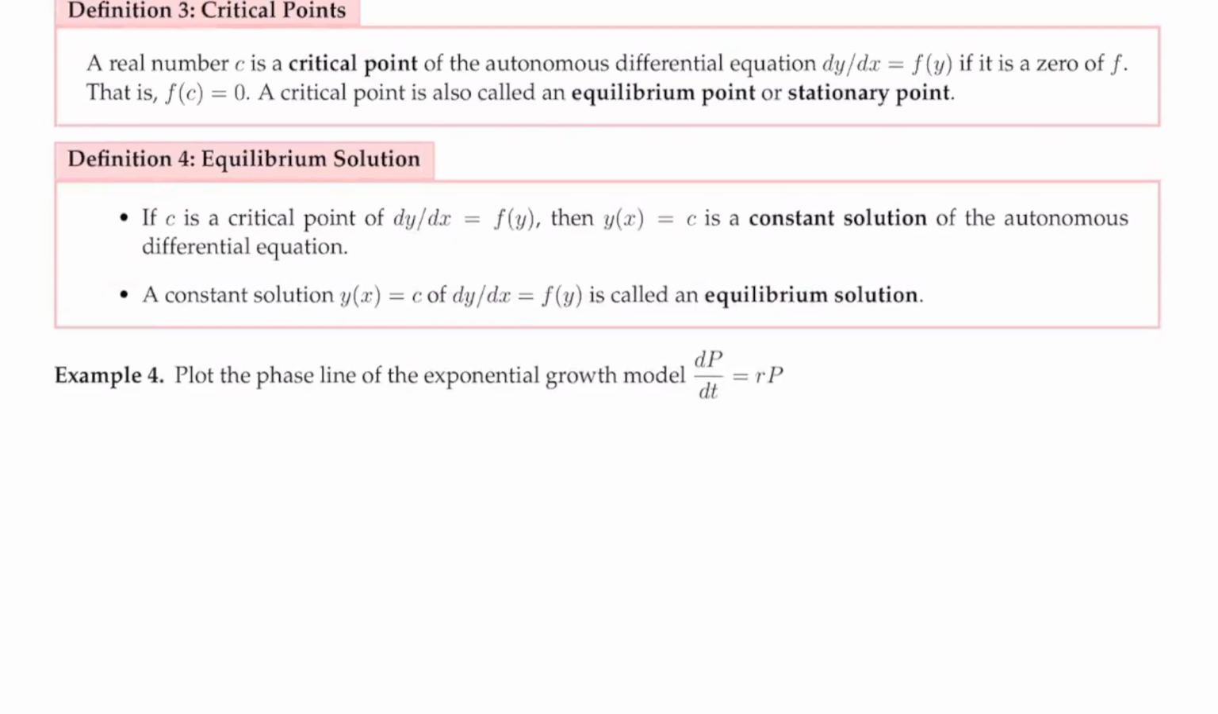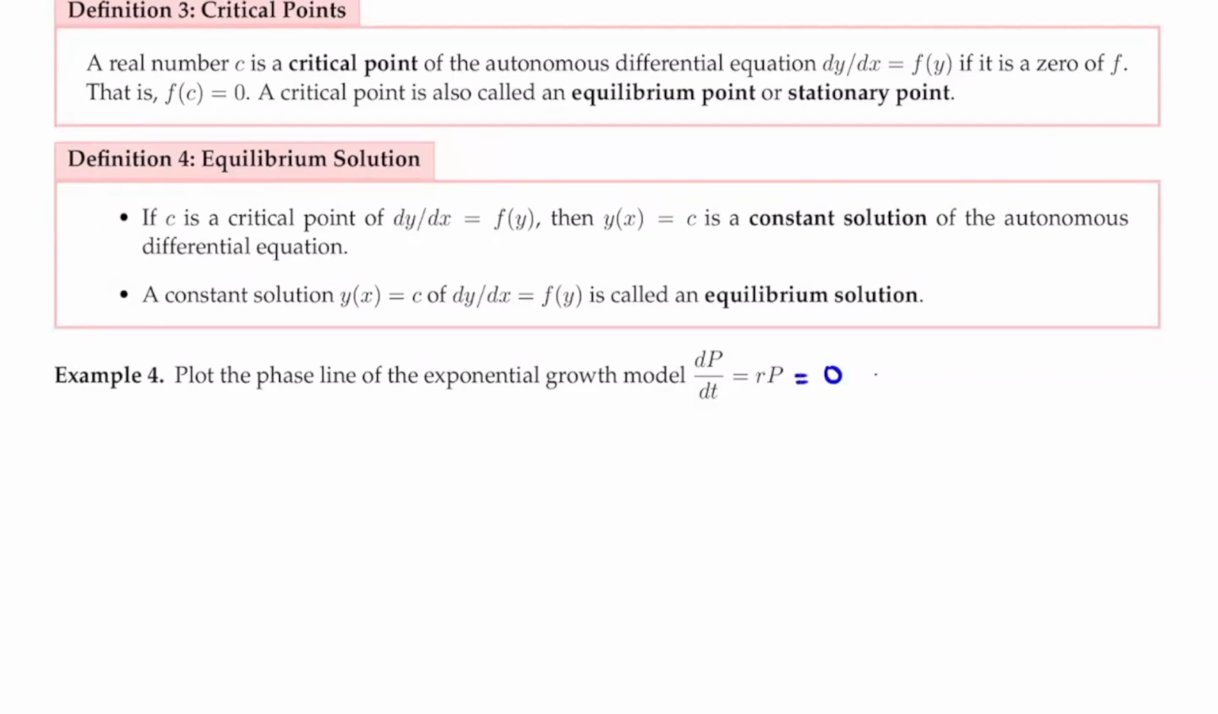So, plot the phase line for the exponential growth model. First of all, you have the autonomous differential equation. That's a given. You need to find the critical point, and from the critical point, you can say that you have an equilibrium, a constant solution, or equilibrium solutions. And to find the critical point, what you do is very straightforward. Just set the right-hand side equal to 0.